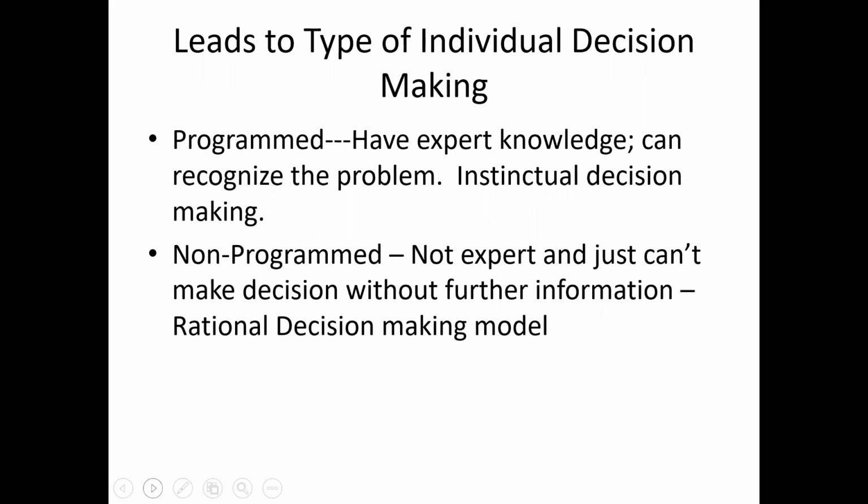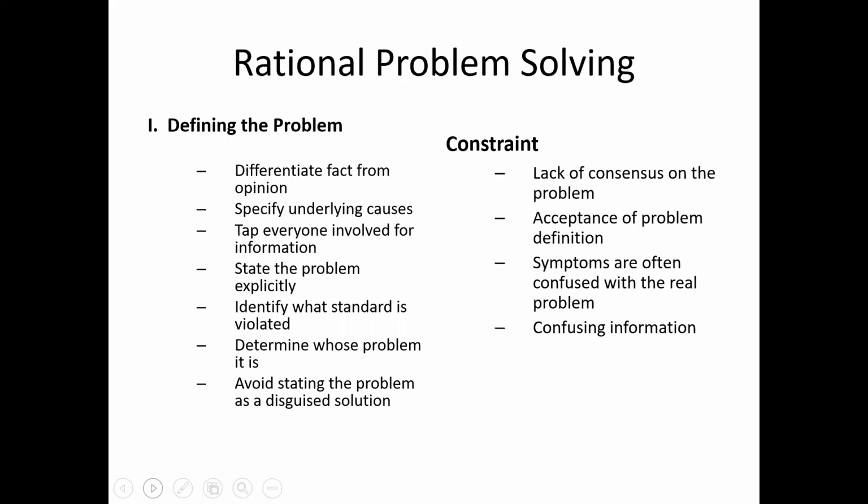So most people who have a lot of expertise make what they call programmed decisions. They can look at a situation and know exactly what to do. Most of the decisions we're going to face are non-programmed. What that means is we need more information, and that's where the rational decision-making model comes in. There's 4 big steps. The first is defining the problem.